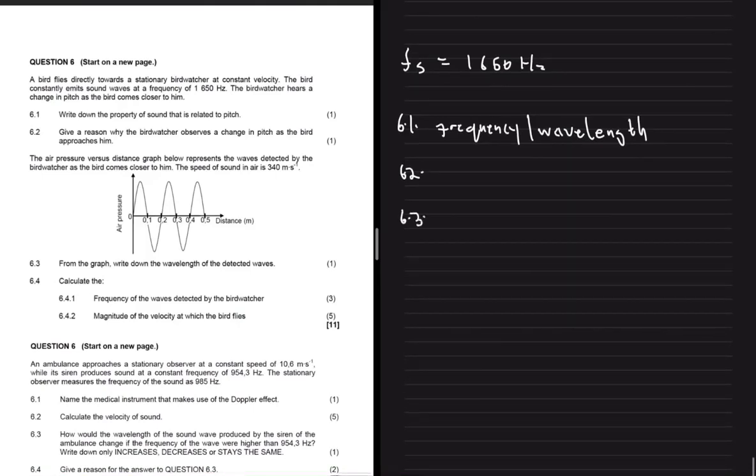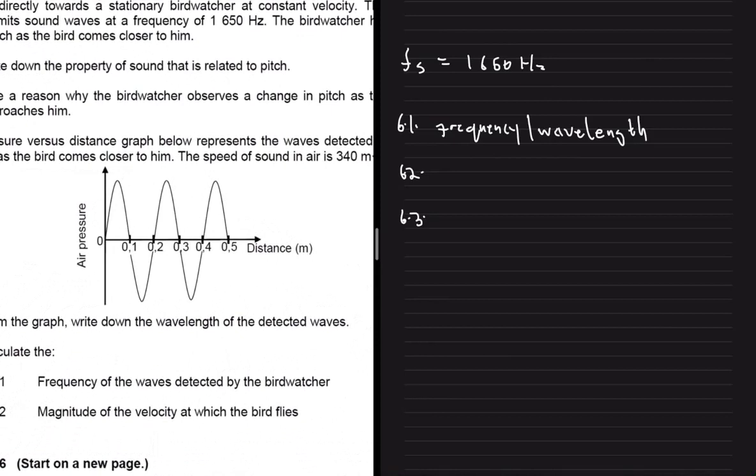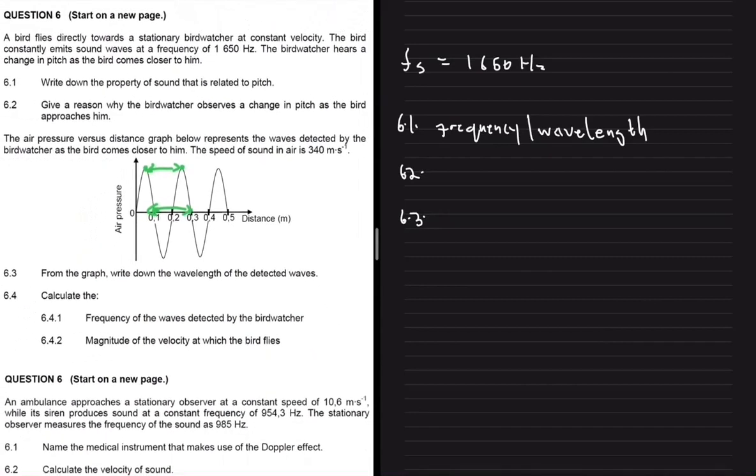Let's go ahead. 6.3. We have a graph, pressure versus distance in meters. The first question says, from the graph, write down the wavelength of the detected waves. Again, we go back to definitions. What's a wavelength? A wavelength is the distance between two crests, right? So if we have this crest here and then we have this crest here, this line joining the two is our wavelength. So if we have this line cutting the axis and we have this line cutting the axis, the distance between these two is the wavelength.